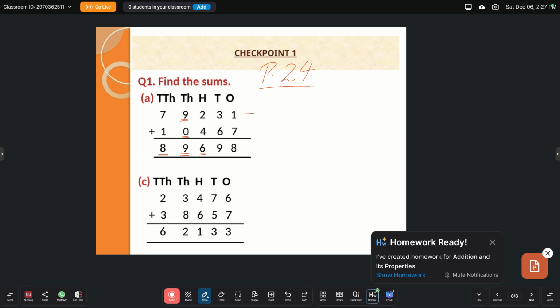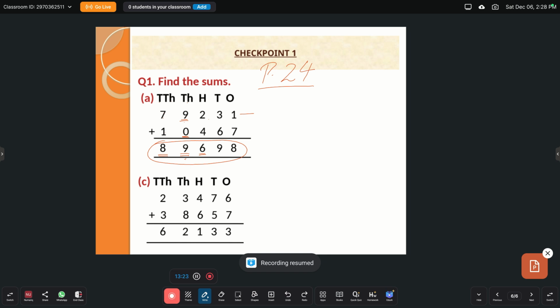So, our sum is 89,698. Upon adding these two addends, that is 79,231 and 10,467, we got the sum as 89,698.